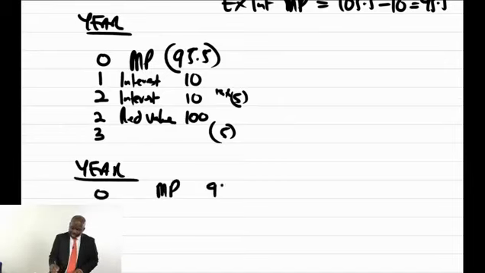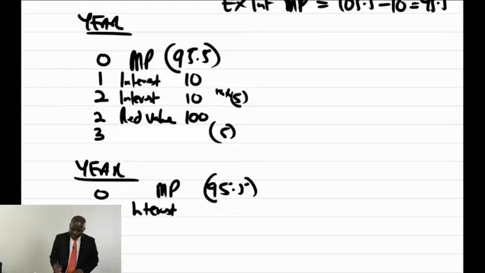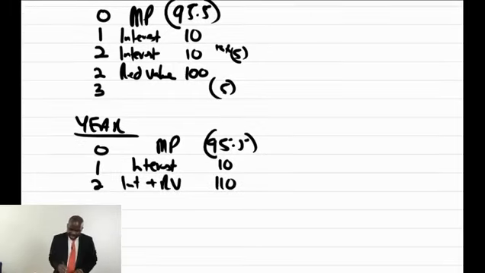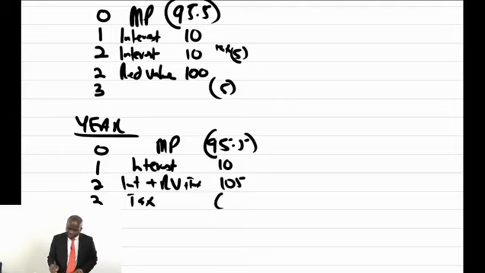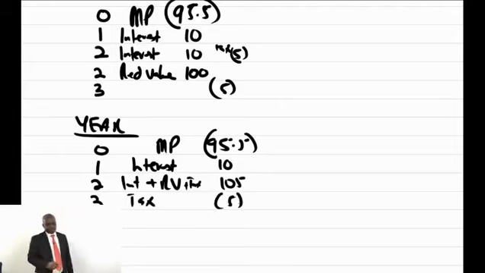Market price is 95.5, minus. Then I will say year 1, interest will be 10. Year 2, interest plus the redemption value will be 110, and then minus the tax, minus the 5. So that will give you 105. And then year 3, I will say only the tax, which is minus 5. That is the case because this is 10 minus 5 minus this, which is 105.